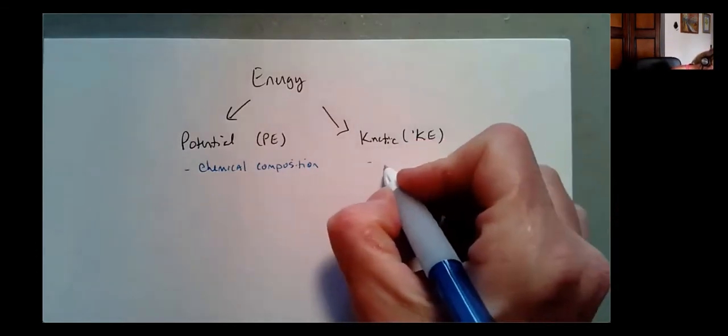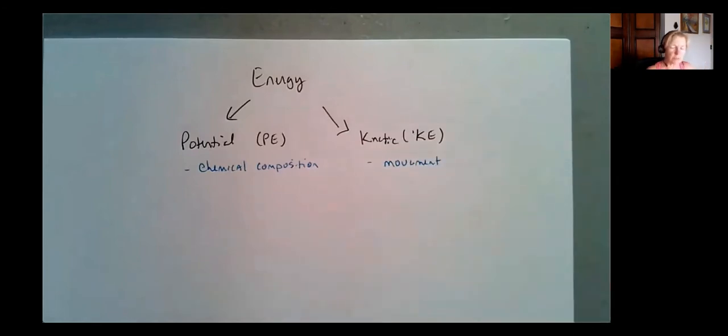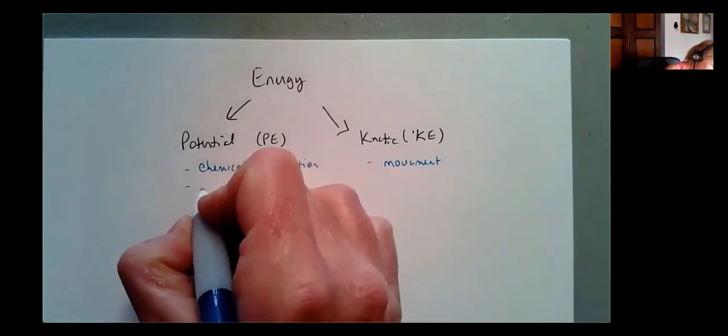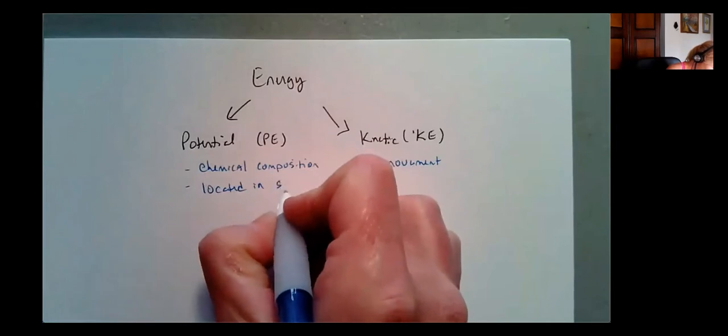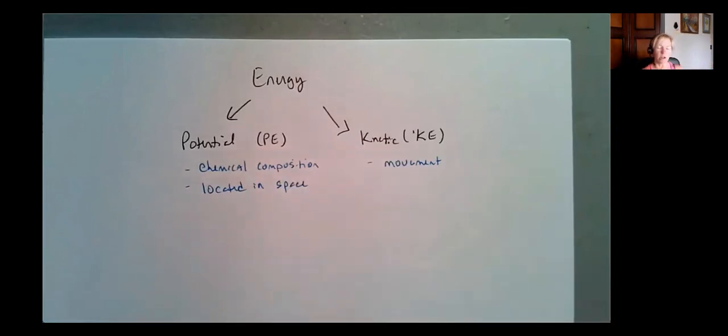Kinetic energy is more the energy associated with movement. As things move around, they're going to have a high kinetic energy. Also, potential energy could be where something is located in space, meaning not outer space. If I had a rock on the side of a mountain, that has a much higher potential energy than a rock that's at the bottom of the mountain. For chemistry, we're really concerned with, obviously, chemical composition.